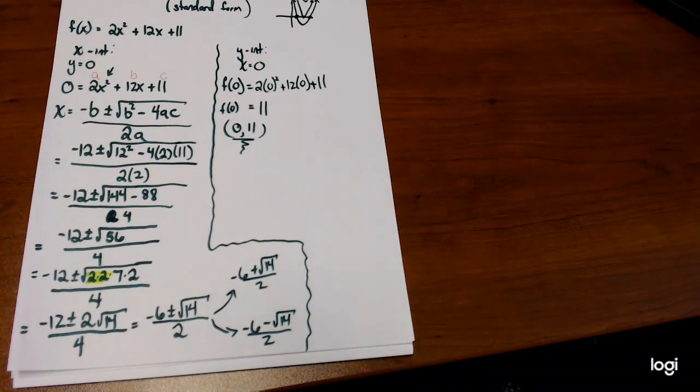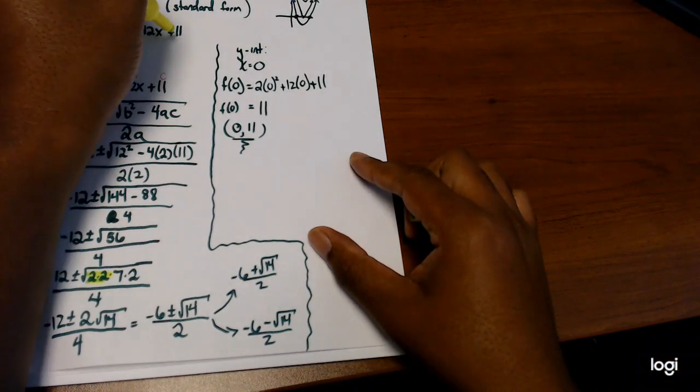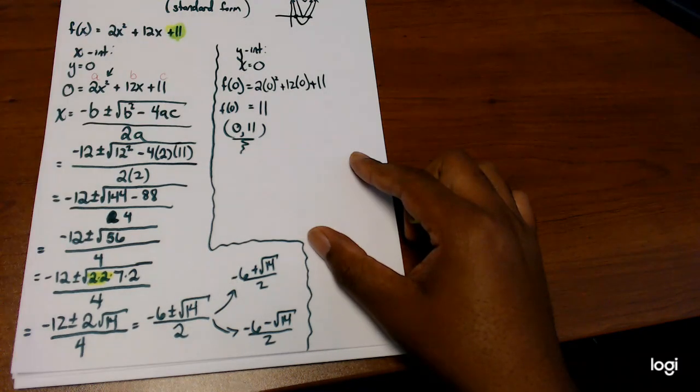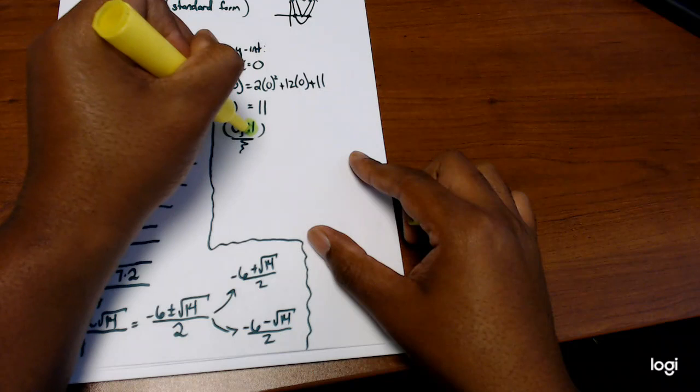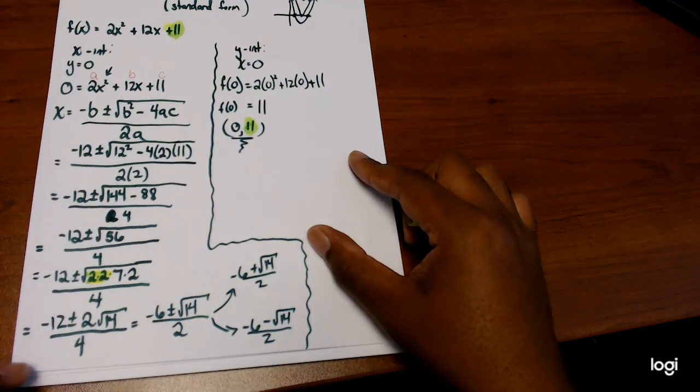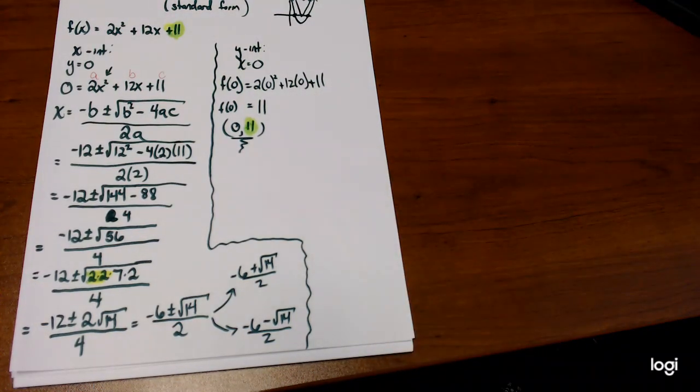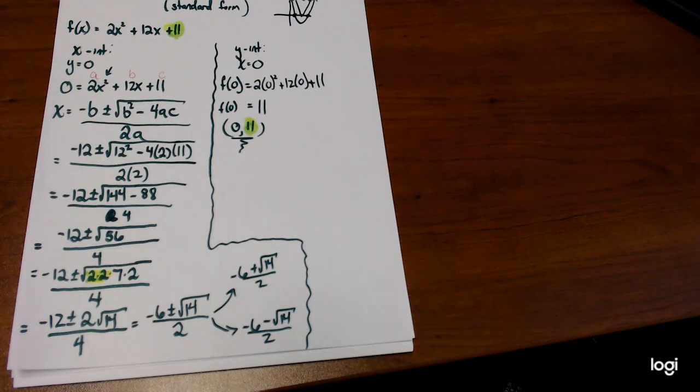You may have noticed that this constant term here actually matches that y-coordinate there. That's always going to happen as long as you have your quadratic function written in standard form.